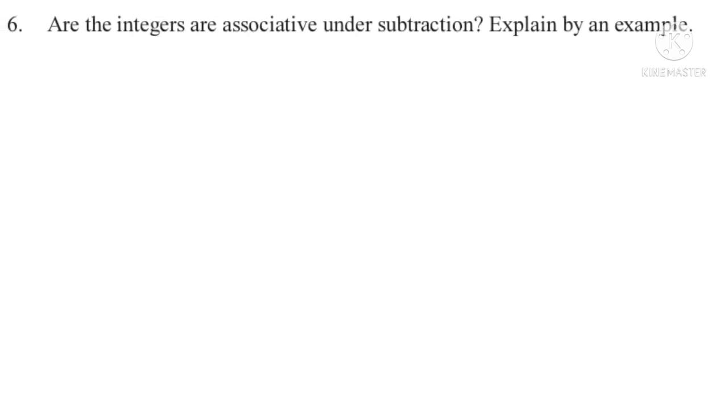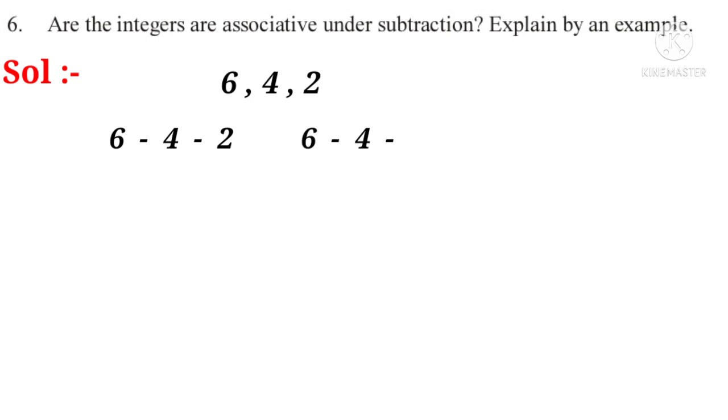Number 6. Are the integers associative under subtraction? Explain by an example. Solution. Here I am taking three different integers 6, 4, 2. Now put minus in between them. 6 minus 4 minus 2. Right side 6 minus 4 minus 2. Now put a bracket for the first two integers on the left, 6 minus 4. On the right side, 4 minus 2.